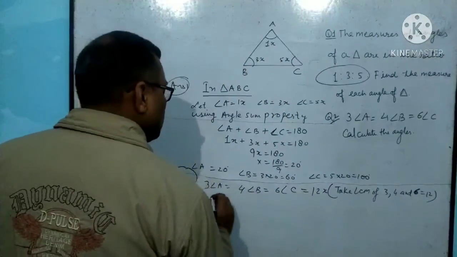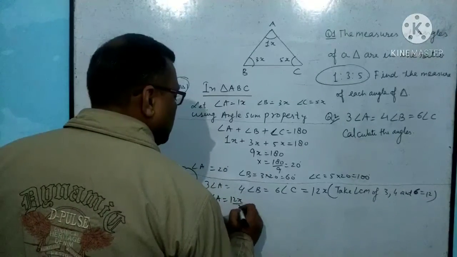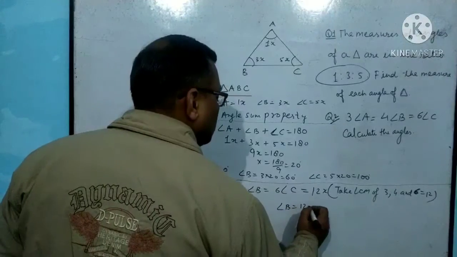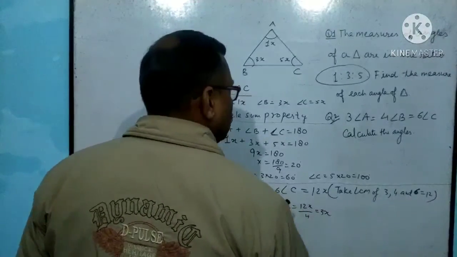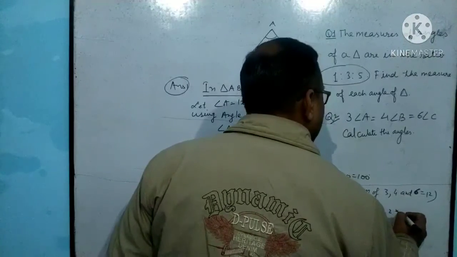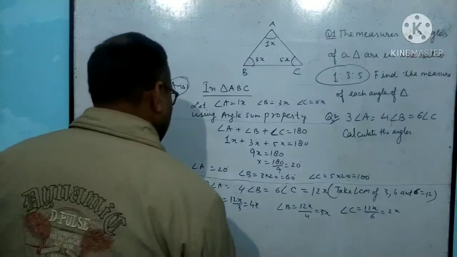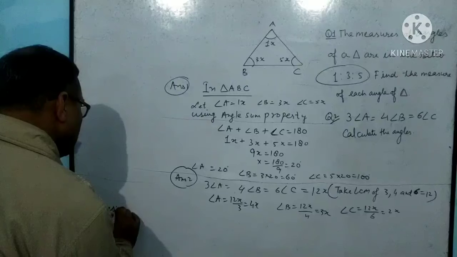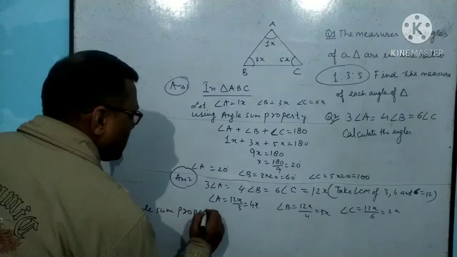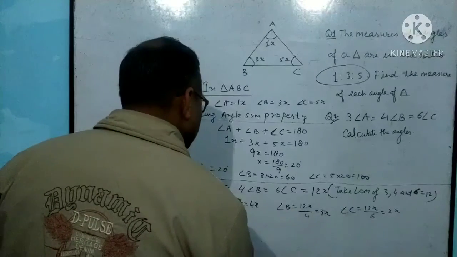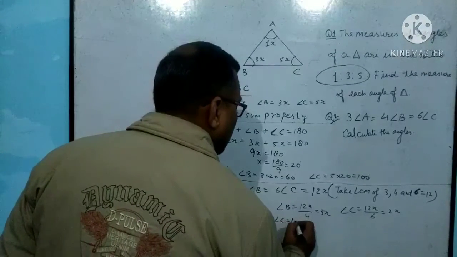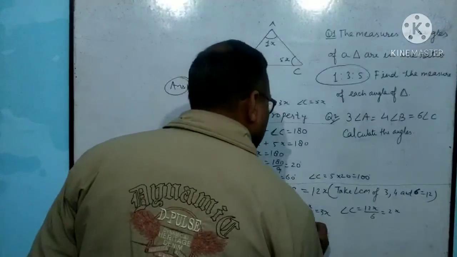Now 3 times angle A is 12x, so angle A becomes 12x upon 3, that is 4x. Now 4 times angle B is 12x, so angle B is 12x upon 4, which is 3x. Now 6 times angle C is 12x, then angle C becomes 12x upon 6, that is 2x. Now I use the angle sum property: angle A plus angle B plus angle C comes out to be 180, and put the values in this.